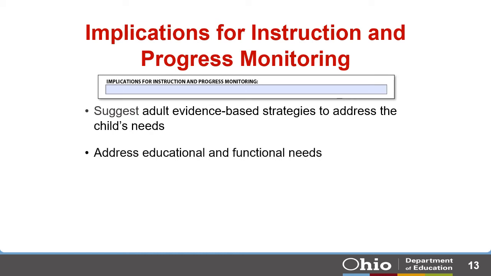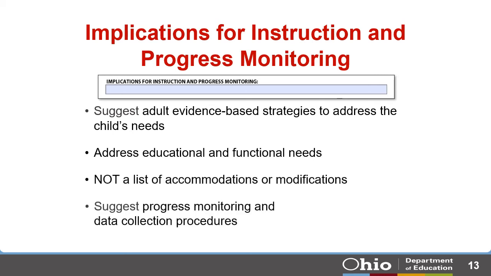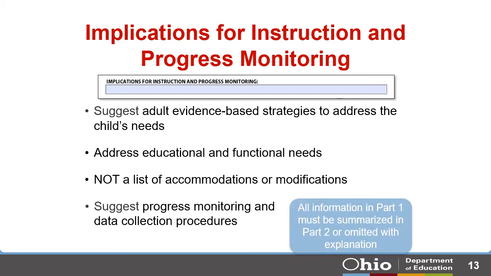It is important to describe these strategies as individualized to the child's needs, not just a standard list of accommodations and/or modifications. Recommendations for prioritizing interventions and supports should be considered. The ETR team must include suggestions or recommendations for progress monitoring and data collection procedures. Consider using words such as may benefit, might need, when suggesting implications for instruction so they don't get interpreted as predetermination.